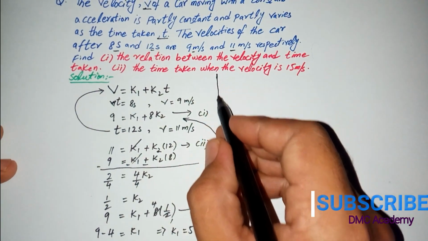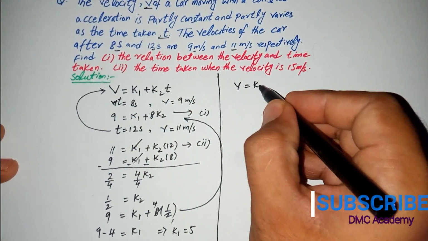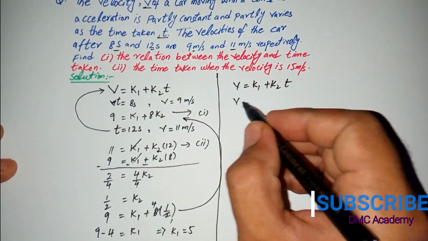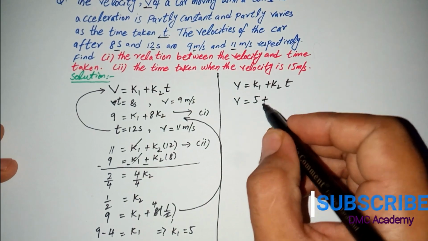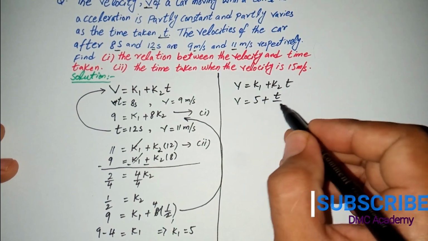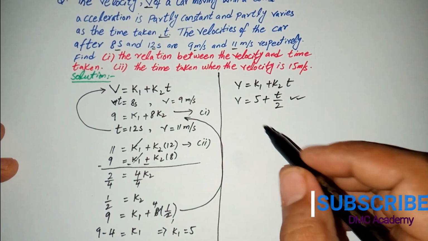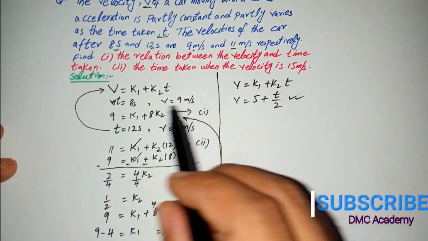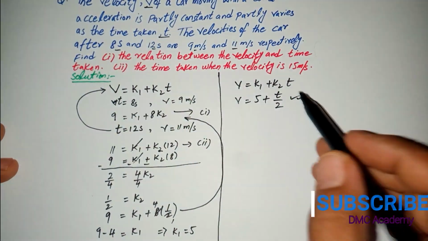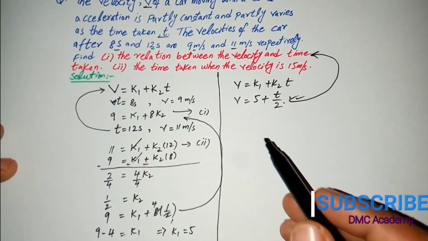Now put these values in the equation. We have V equals k1 plus k2 T. So k1 is 5, V equals 5 plus k2 is 1 by 2, so T by 2. Now this is the equation we will be using to find all the values they are asking. In the first one they asked for the relation between the velocity and time taken. So this is the relation, and number 1 is done already.